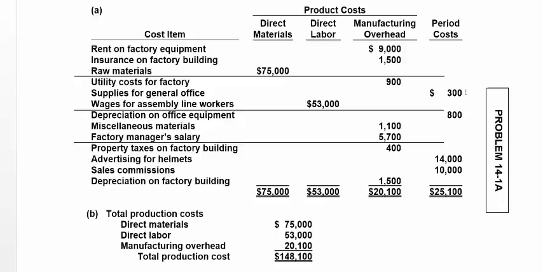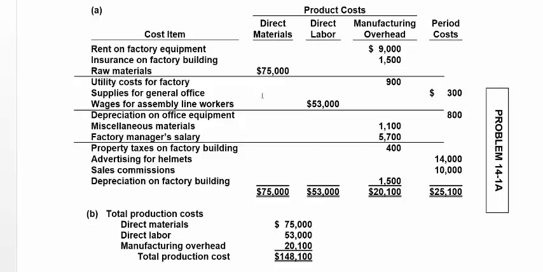And then for the period cost, the supplies for the general office, the depreciation on office equipment, the advertising for the helmets, and the sales commissions. These items right here are the kinds of things that are going to show up in the month incurred, or in the quarter incurred, or in the year incurred on the income statement.